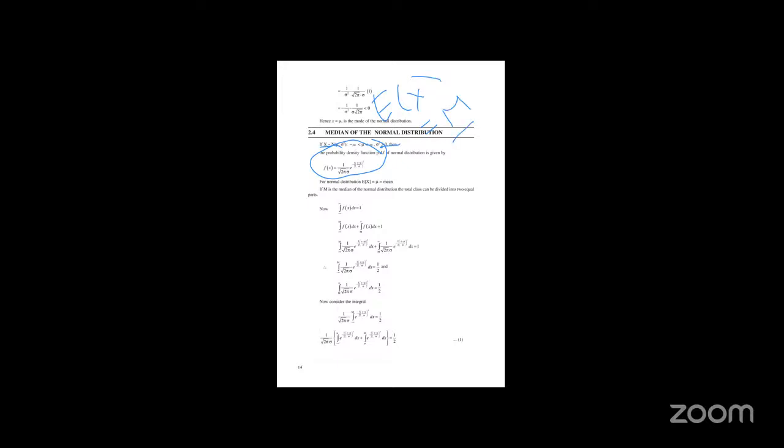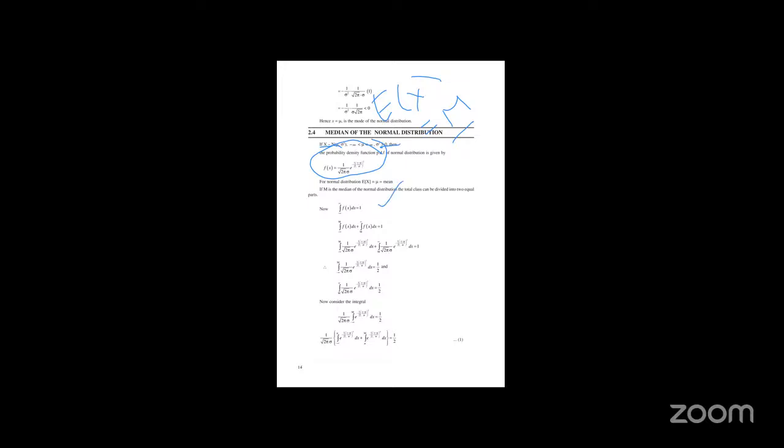So this is the mean, and m is the median of the normal distribution. The total class can be divided into two parts. Like in the normal distribution, we'll do the median as we are dividing the whole into two parts. So here also we'll take two parts.